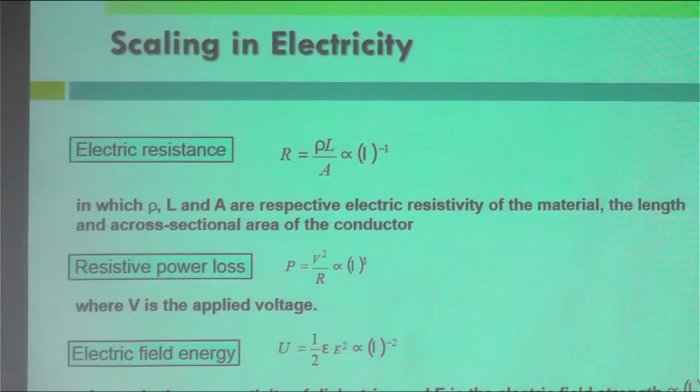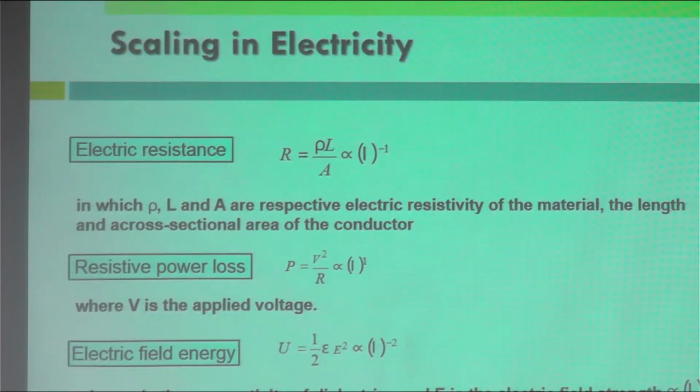So it's the same thing with electricity, in which rho, L, and A are respectively the electric resistivity of the material, the length, and the cross-sectional area of the conductor. So basically, it is proportional to the power of -1, the resistivity to the power of 1, the same. So this is reduced, this remains the same. And the electric field is reduced by 2 times.